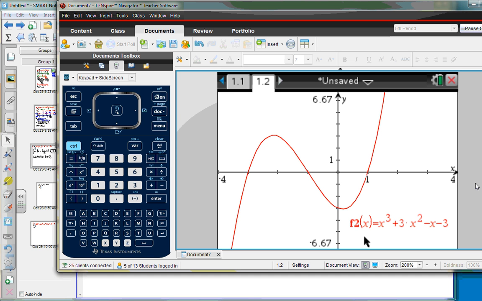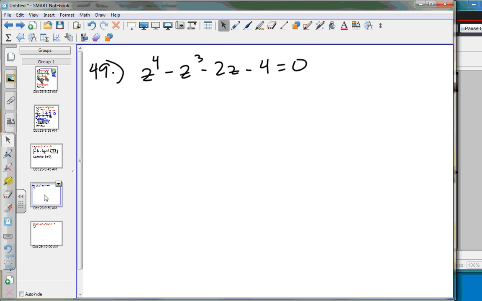Oh, because you put it all in the exponent. Huh. Okay, 49. Go to the next set of instructions.